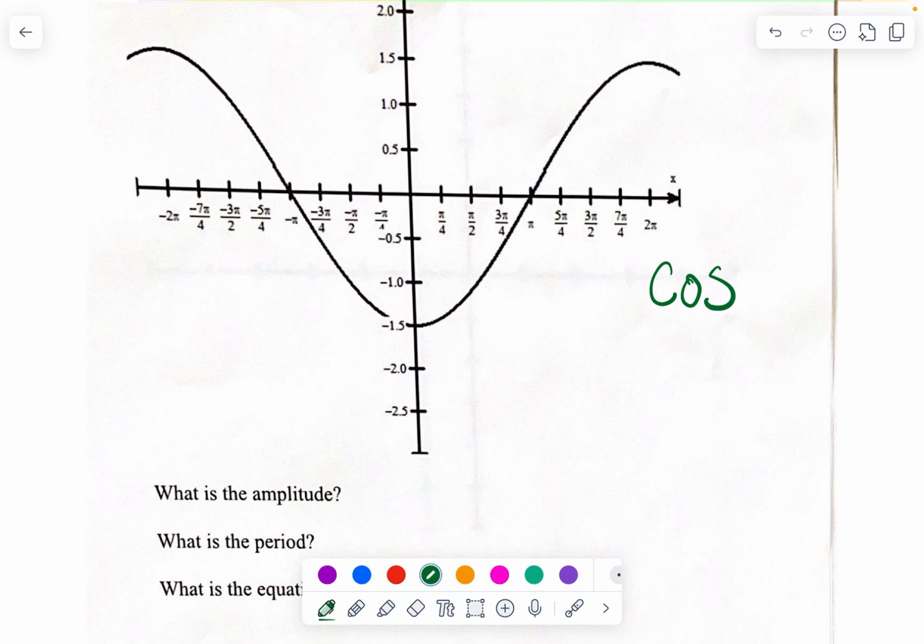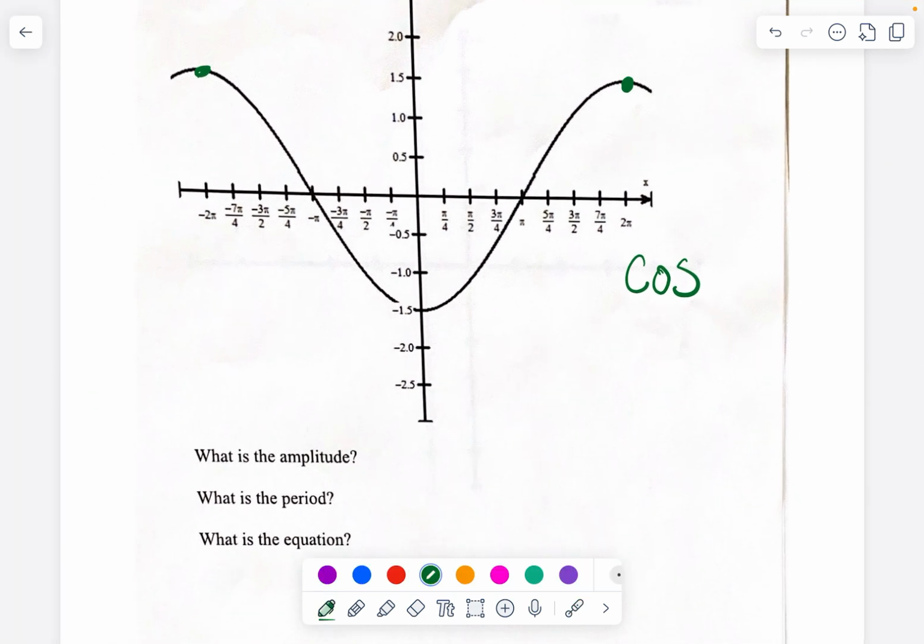And for cosine, we know we can identify one cycle by going from the highest point to the highest point and finding that distance, or we can go from the lowest point to the lowest point and finding that distance. So for us, we can't see a lowest point to lowest point. We can only see a highest point to highest point. So we know it's going to be from this highest point right here, which is 2 pi, to this other highest point up here, which is negative 2 pi. Then we need to figure out the distance from negative 2 pi to 2 pi, which we could tell was 4 pi. So we know that the period is 4 pi.